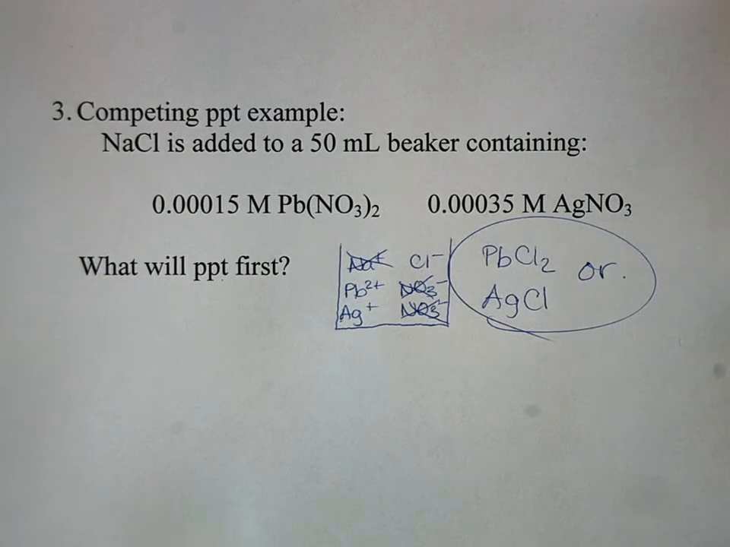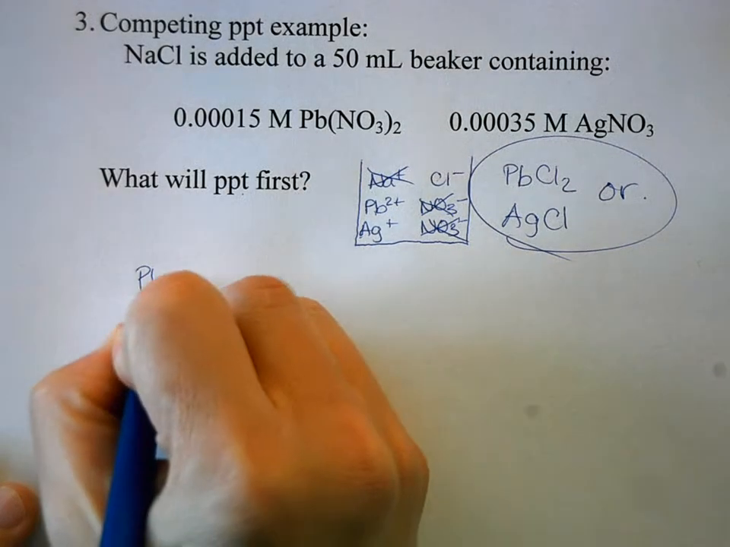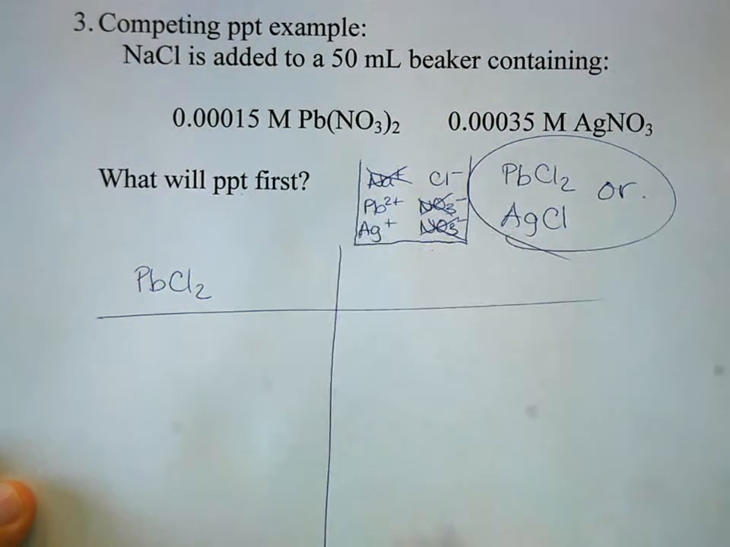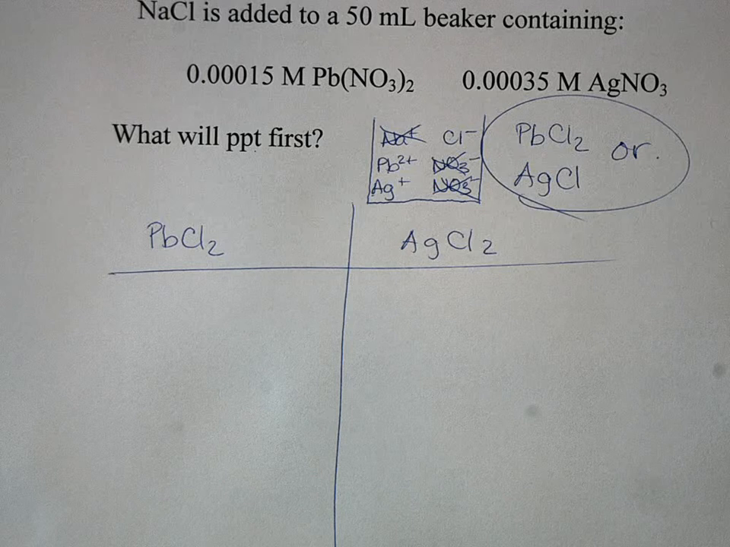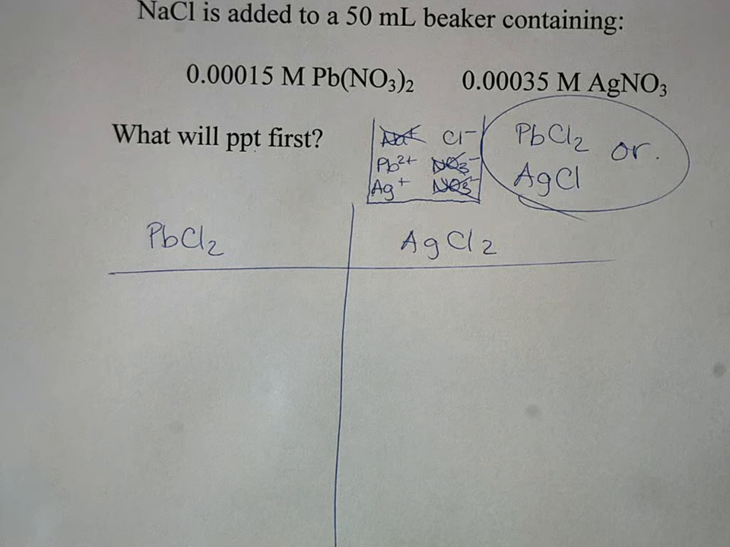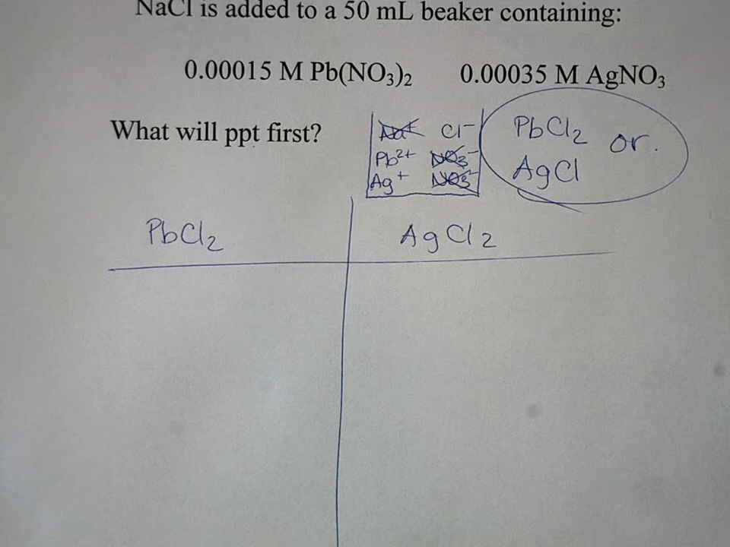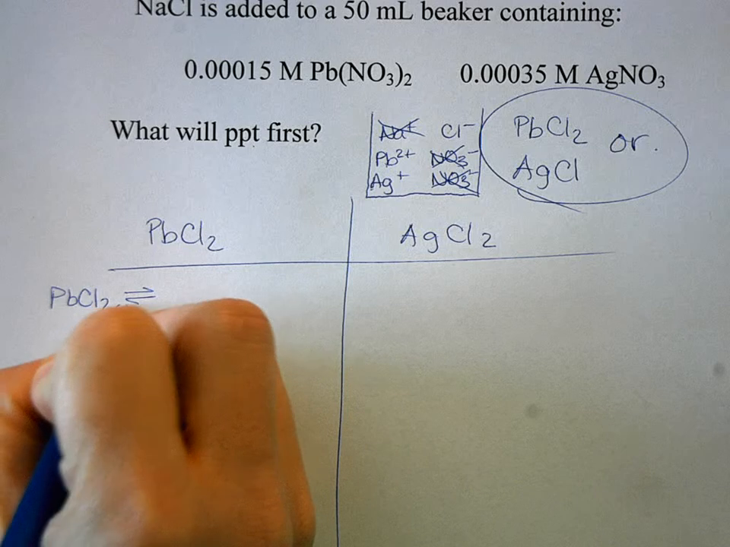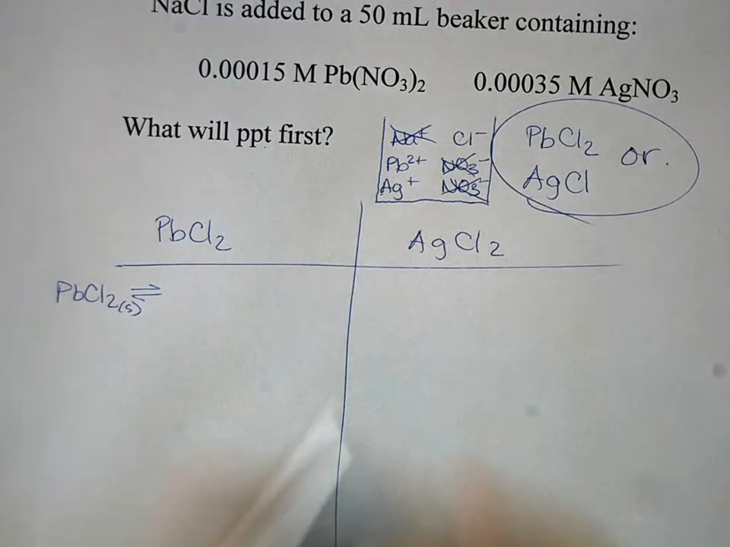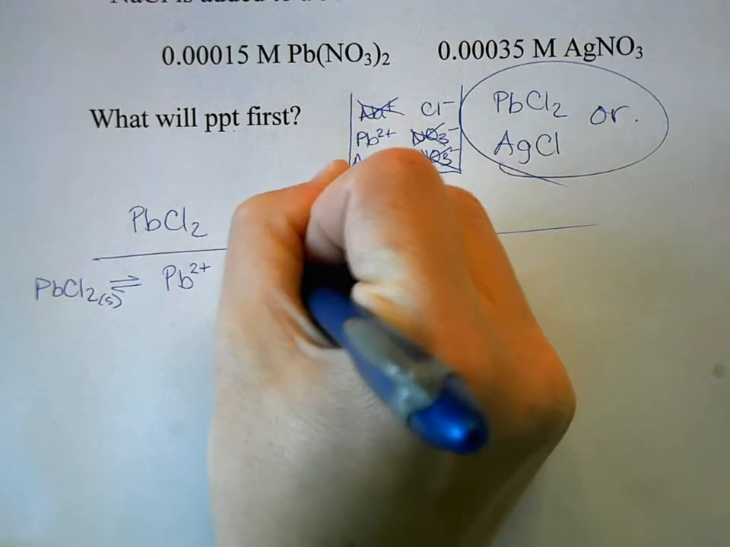Okay, so basically you've got to do the problem with each one. So it's easy to just set it up as a little chart and do the same process for each one and then compare. So here's what we'll do. We'll just do one at a time. Let's start with lead chloride. We'll go through that whole thing and then repeat the procedure for silver chloride. So PbCl2, and I'm going to write the reaction. As it dissolves a little bit, I'll get lead ions and chloride ions.